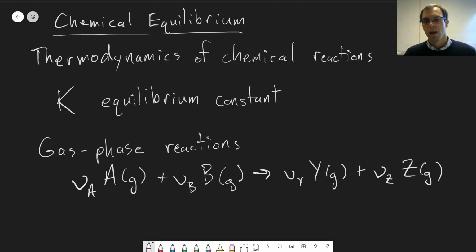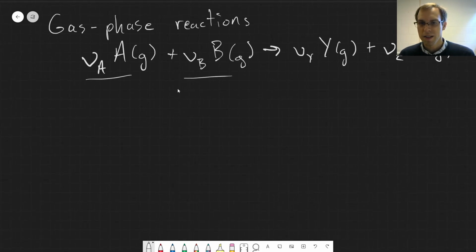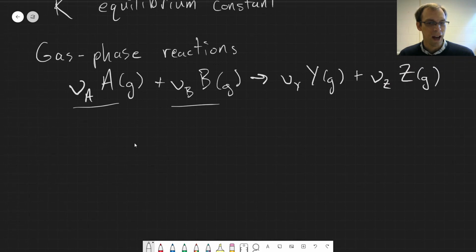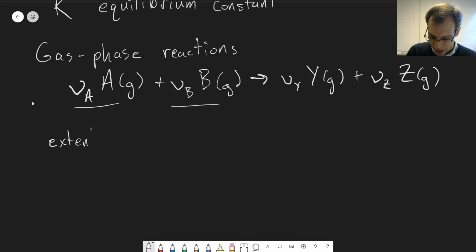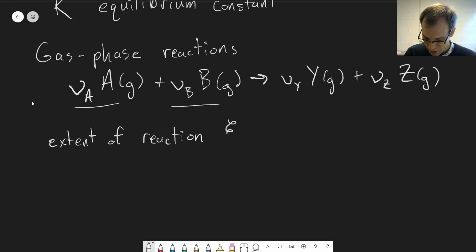Okay, and so if we're going to be looking at chemical reactions, the first thing we need to think about is how are we going to keep track of how far those reactions have gone. So ostensibly we'll start with our reactants. We'll start with certain moles of A and B, and those will turn into moles of Y and Z as our reaction goes on. And so to define this, for this reaction, we're going to use this variable that we call the extent of reaction. And we give this the Greek letter xi, which is drawn like this.